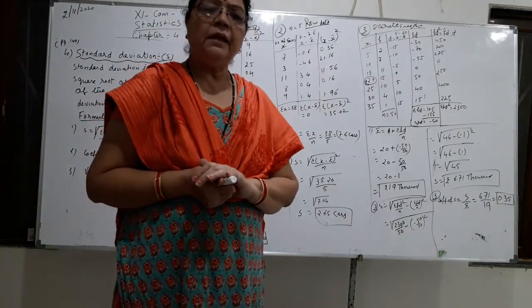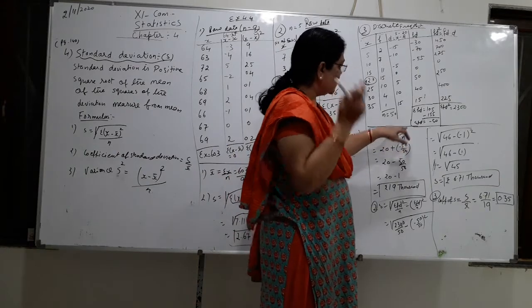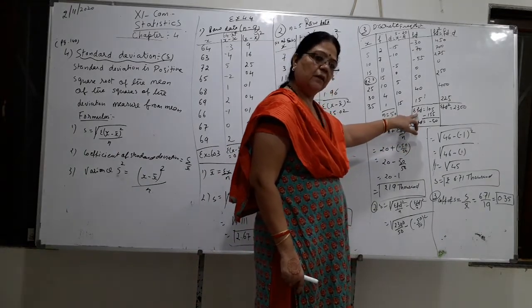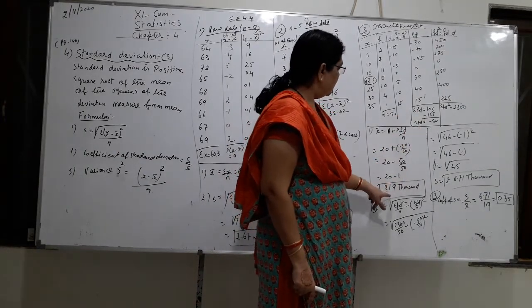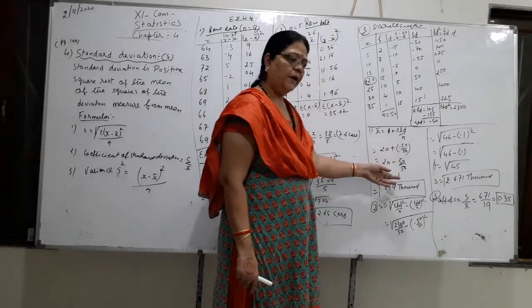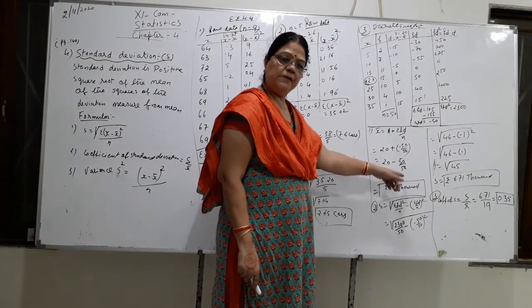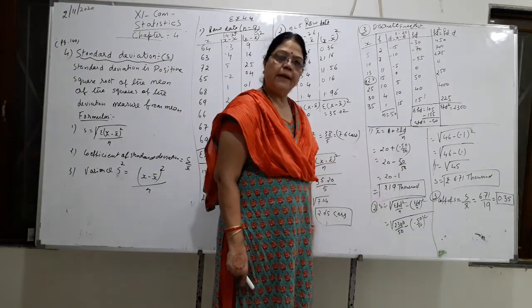Now you will see that our formula is a plus sigma fd upon n. So sigma fd we will take this. Okay. So you will get how much? You know, 50-50. And plus minus will become minus. So 20 minus 1, that is 19.